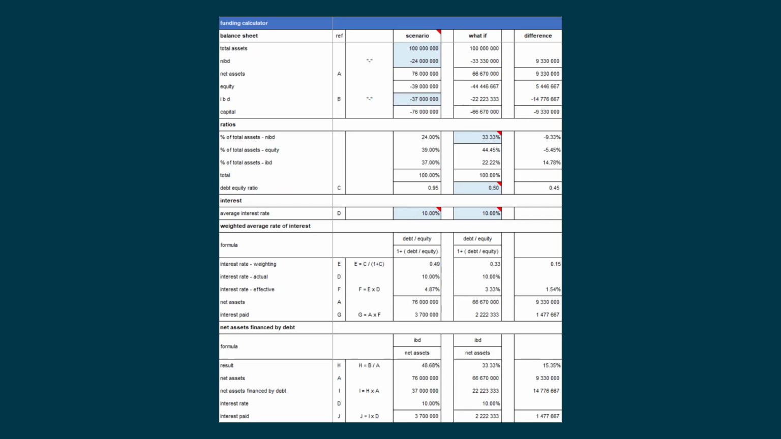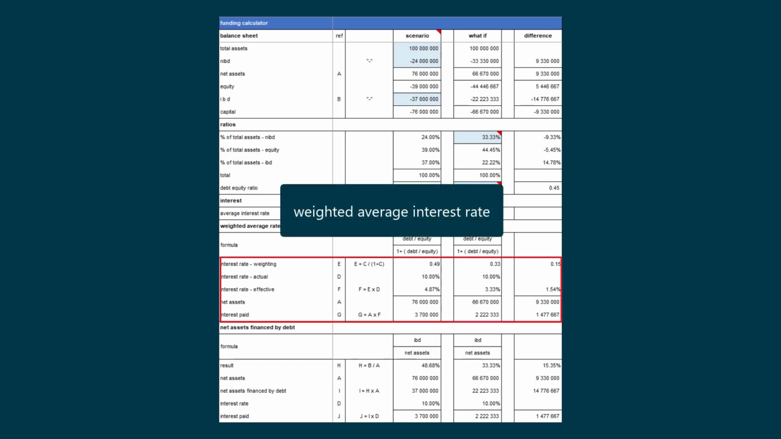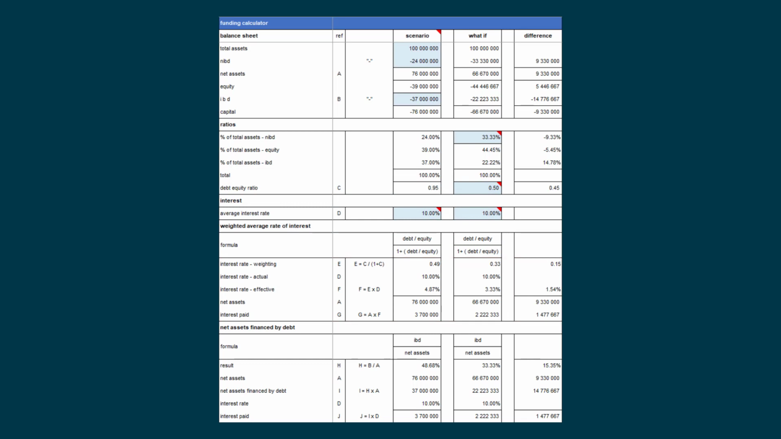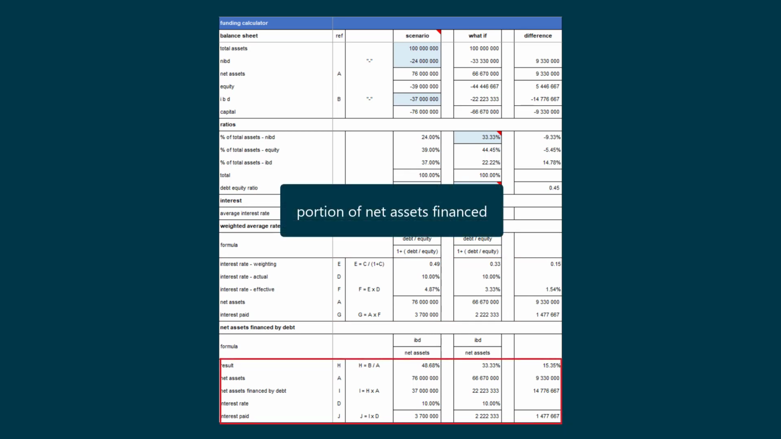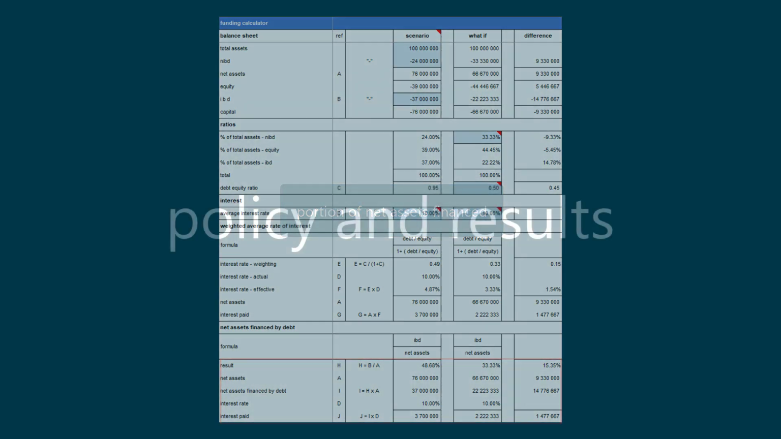It is important to understand these formulae. I would like to suggest that you take some time to work on them. They are clearly tabulated in the spreadsheet. The first section shows how the interest is calculated using the weighted average rate of interest, while the second section proves the first formula by showing what portion of net assets are financed.